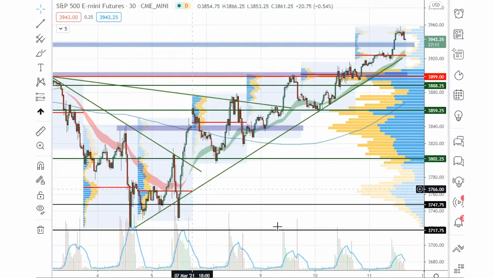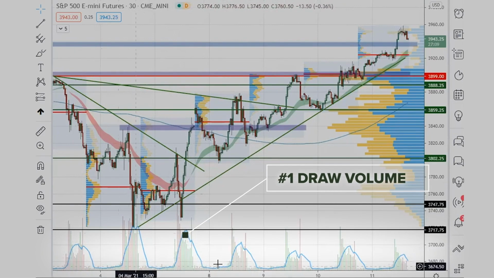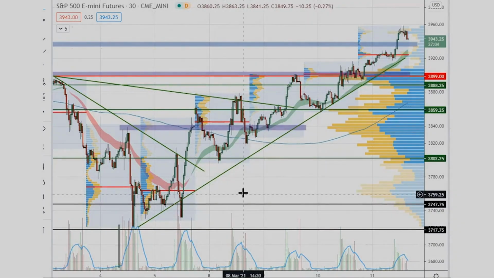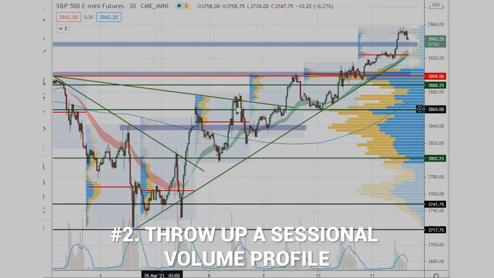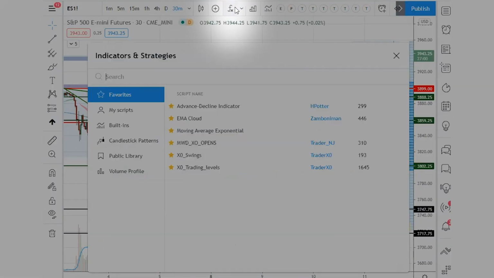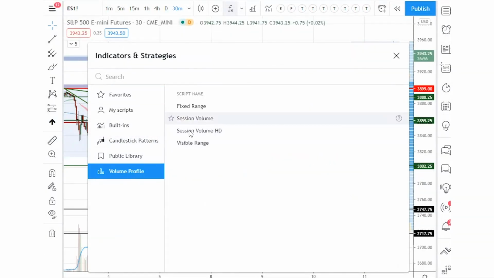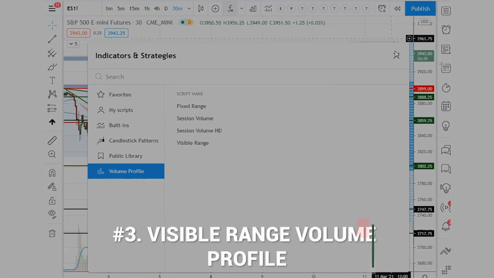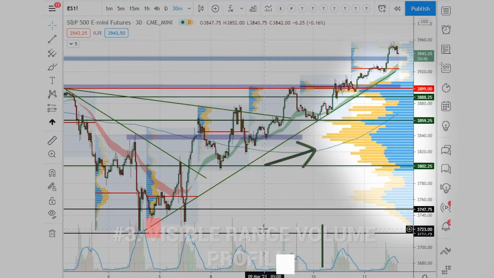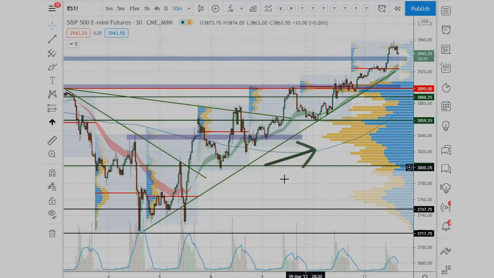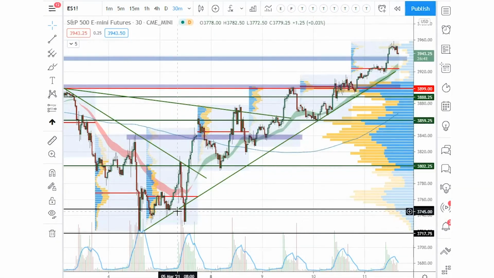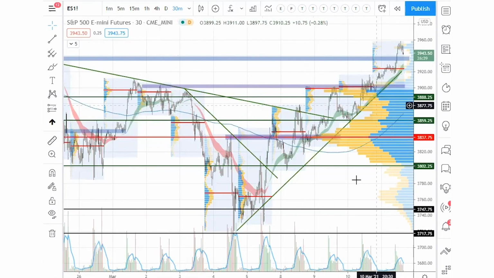But what I also like to do is, number one, draw the volume at the bottom here so I can see what kind of volume this is. Number two, throw up a session volume profile. If you go to the function aspect here on TradingView, in volume profile you have Session Volume HD, and that's what I use for every single session here. I also use a visible range volume profile on the right hand side to give me more of an indication of where the big volume is in a specific time period. When I scroll out, you can see that it changes a little.